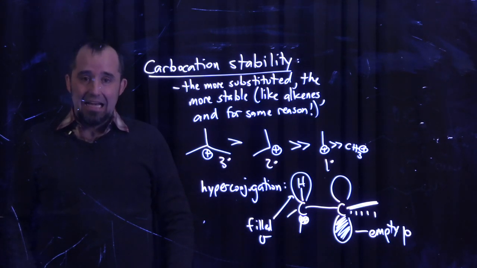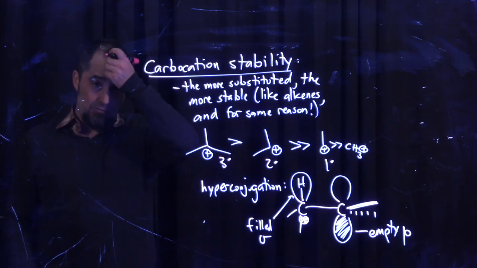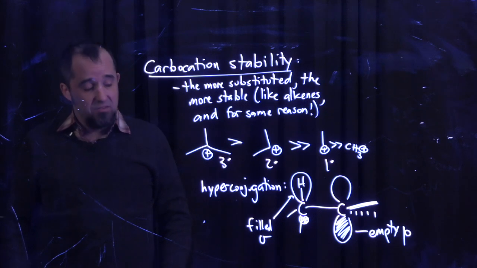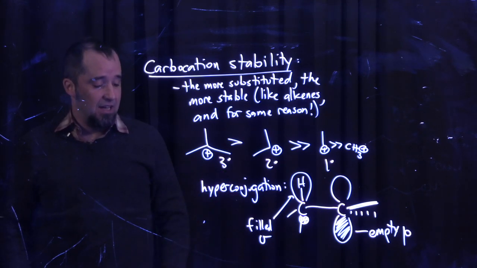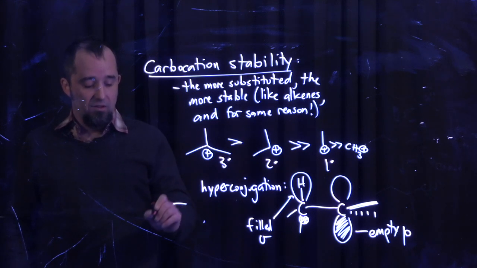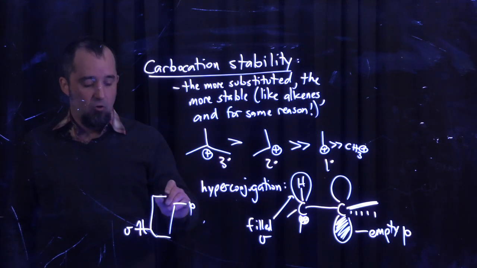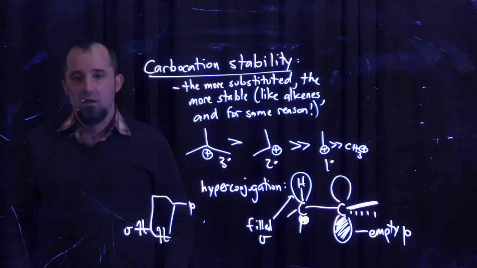So why is that? Well, it's exactly the same as alkenes, right? Remember, alkenes, we made the same argument. The more substituted, the more stable. And that's for the same reason, this hyperconjugation idea. So again, I can draw the fancy orbitals and say I have 2 from my filled sigma, I have some empty p, and they can overlap and lower in energy.